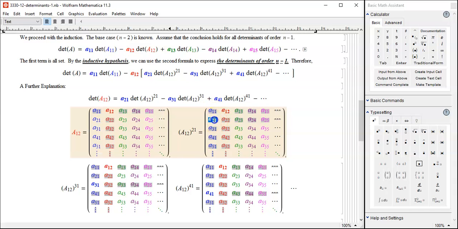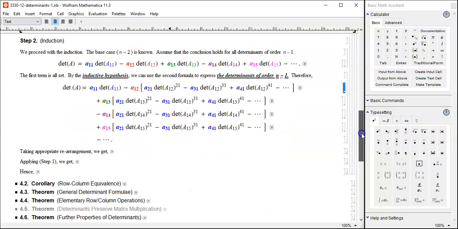So A21, and then delete, delete. What's left will be this deleted matrix right over here. Next is this A13, delete, delete, and what's left will be this deleted matrix. And then A41, delete, delete, and what's left will be this deleted matrix here. So what did we do here? We followed through the column. And can we do it? Yes, because A12 is order n-1. So the inductive hypothesis works.